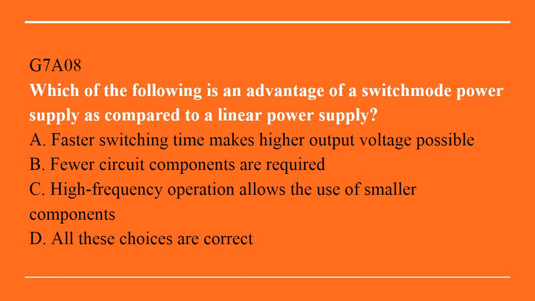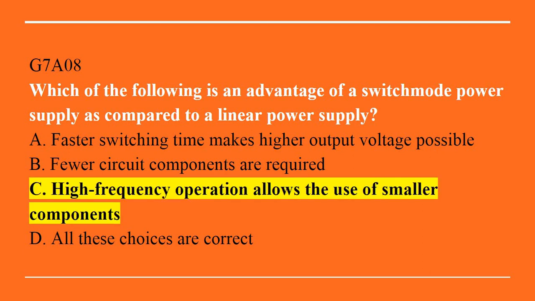G7A08, which of the following is an advantage of a switch mode power supply as compared to a linear power supply? A, faster switching time makes higher output voltage possible. B, fewer circuit components are required. C, high frequency operation allows the use of smaller components. Or D, all of these choices are correct. Answer is C, high frequency operation allows the use of smaller components.